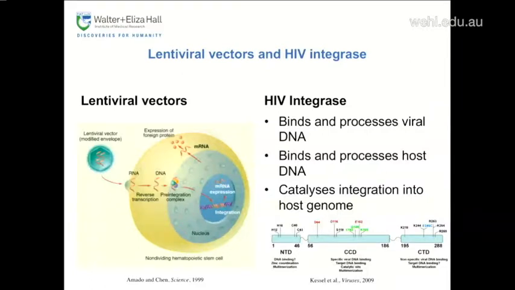You can mutate some of the binding sites that bind to the DNA, but what's most commonly done is that one of these three catalytic residues in the core catalytic domain is mutated. And the one that's most commonly mutated is aspartate 64, which is the first of the catalytic triad.